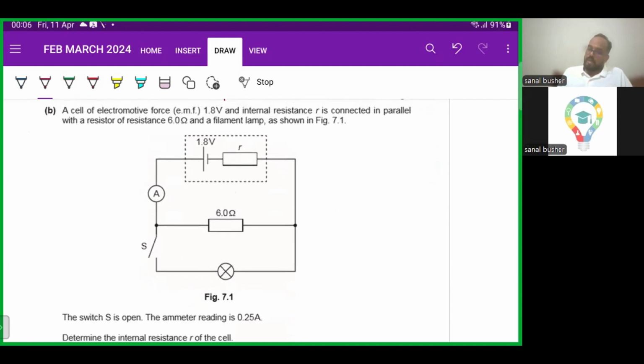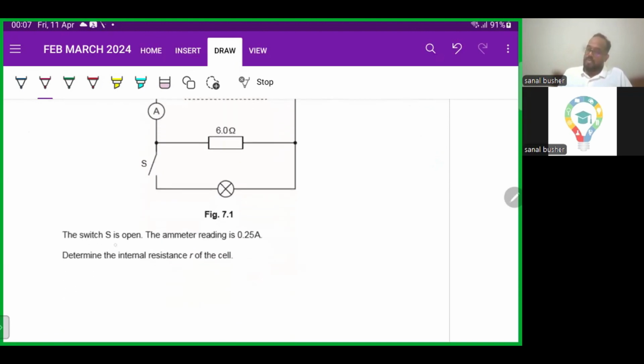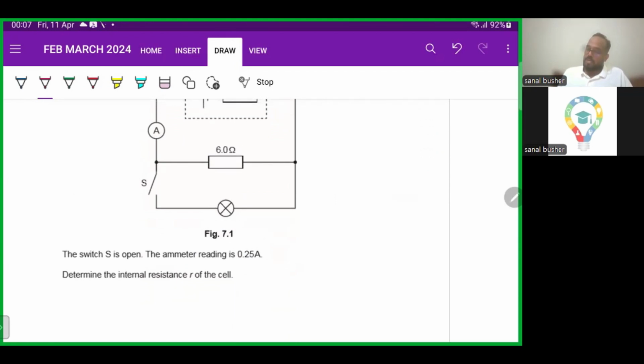Then a cell of electromotive force, EMF, 1.8 volt and internal resistance r is connected in parallel with a resistor of resistance 6 ohm and a filament lamp. So this is the circuit diagram. If the switch is open, that means this lamp is not a part of the circuit now. Ammeter reading is 0.25 ampere. Determine the internal resistance of the cell.